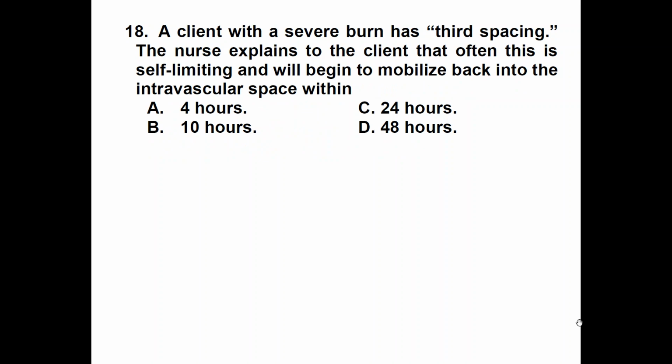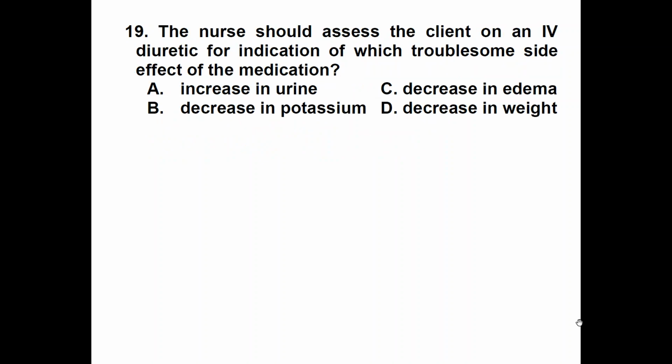Answer Delta. The nurse should assess the client on an IV diuretic for indication of which troublesome side effect of the medication: increase in urine, decrease in potassium, decrease in edema, or decrease in weight. The answer is letter B, decrease in potassium. Increased urine, decrease of edema, and weight are expected outcomes of diuretic therapy. Loss of potassium can cause arrhythmia and seizures. 19. Bravo.